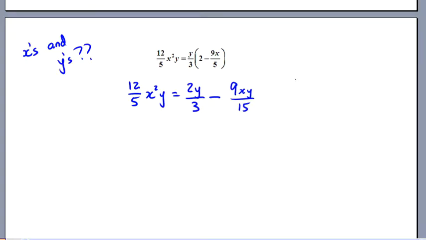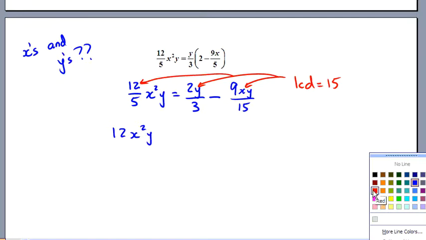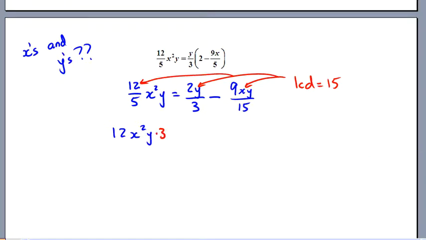So for this story, the least common denominator is definitely a 15. We're going to need to take a 15 and kick every single term in this story. And when we do, this is what happens. We're going to end up with 12 x squared y. The 5 will reduce with the 15, but a 3 will also show up. It kind of survives.